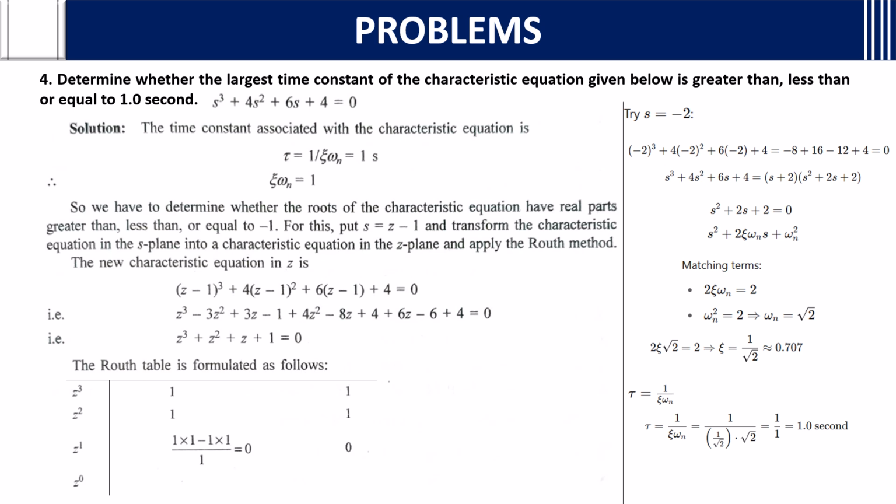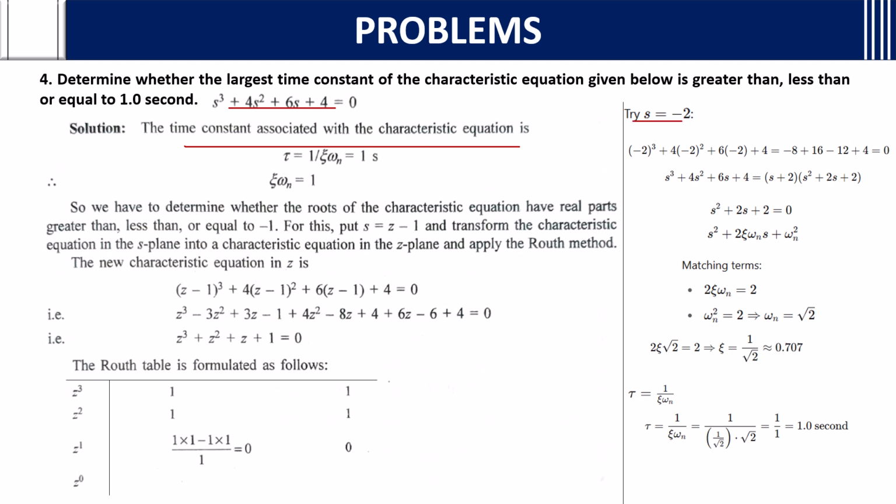Then determine whether the largest time constant of the characteristic equation given below is greater than, less than, or equal to 1 second. So they have given the characteristic equation, and they are asking us to find whether it is greater than, less than, or equal to 1 second. The characteristic equation is this. First we will find the time constant. How to find the time constant associated with the characteristic equation, I'll show here.